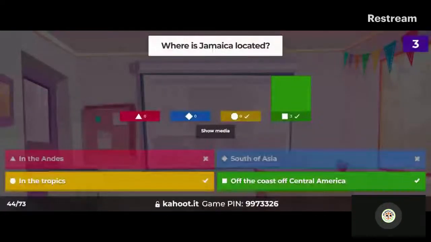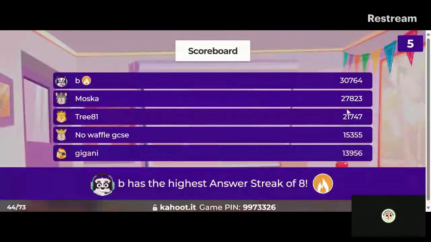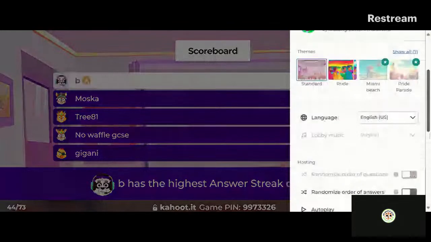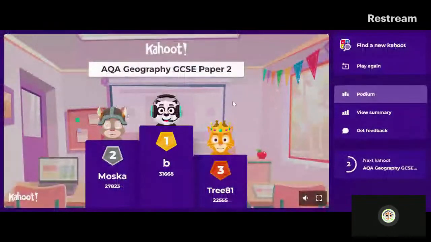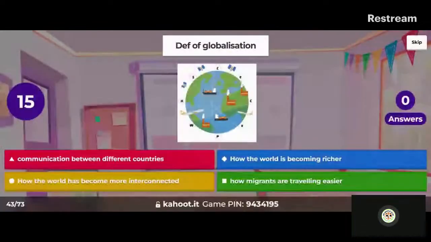Okay, and for this game, which is game number 4, the results. First place B, second place Moscow, and third place Tree 81. Okay, well done to you guys.